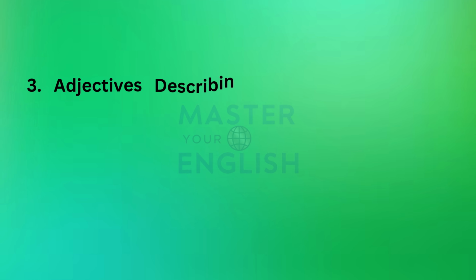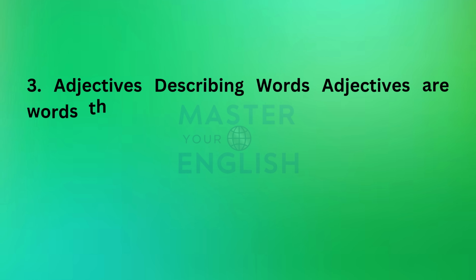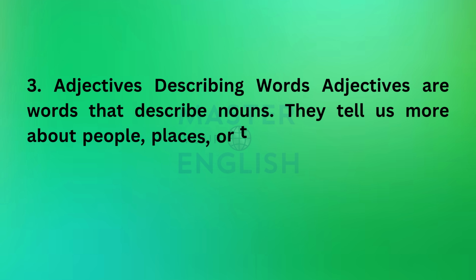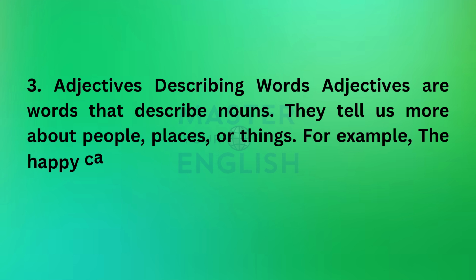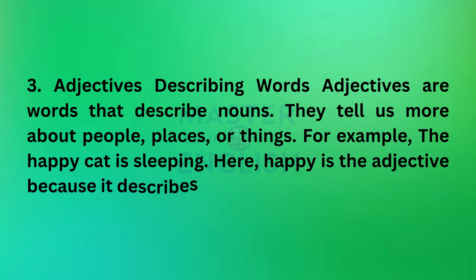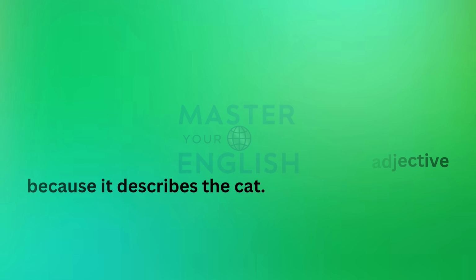Third, adjectives, describing words. Adjectives are words that describe nouns. They tell us more about people, places, or things. For example, "the happy cat is sleeping." Here, happy is the adjective because it describes the cat.